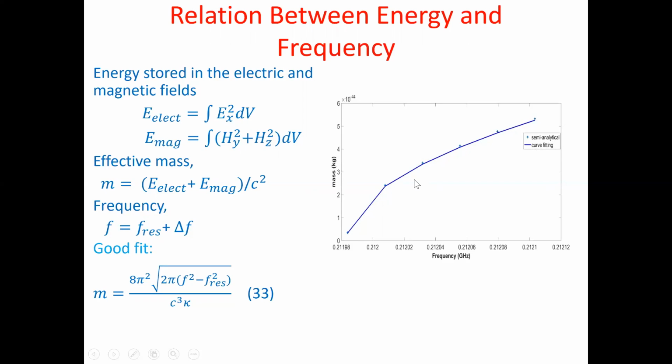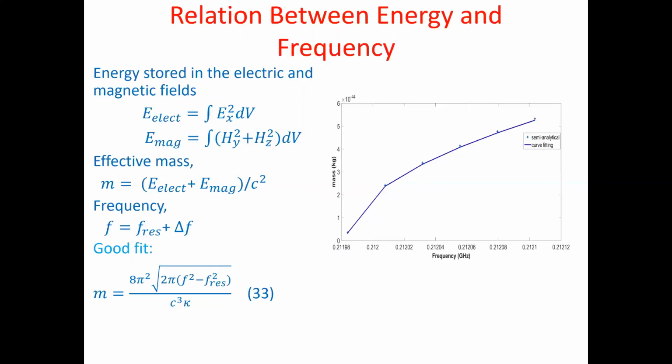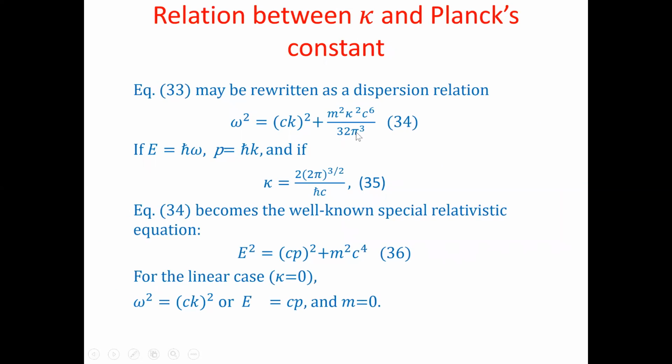Here, plus show the semi-analytical results, and solid line shows the curve fitting. A good fit was found using this equation. Here, kappa is the constant connecting Einstein tensor and electromagnetic tensor. Equation 33 may be rewritten as a dispersion relation in this form.